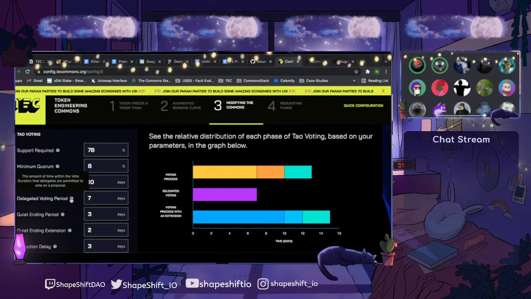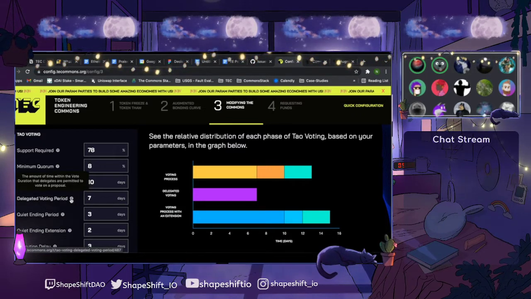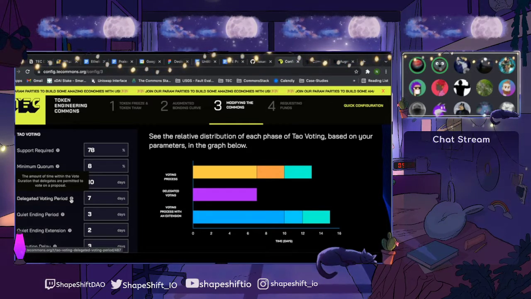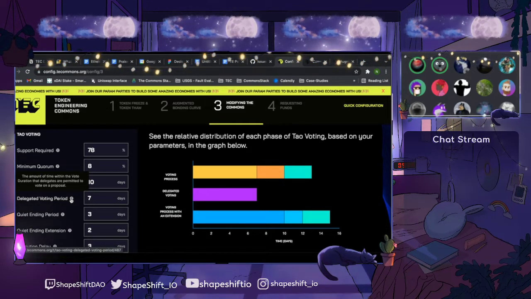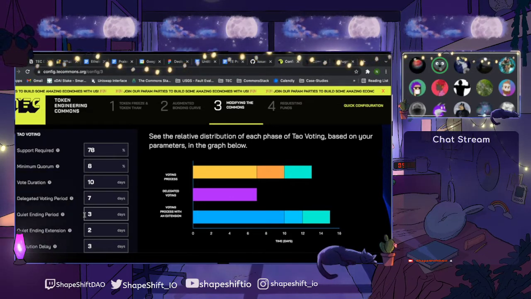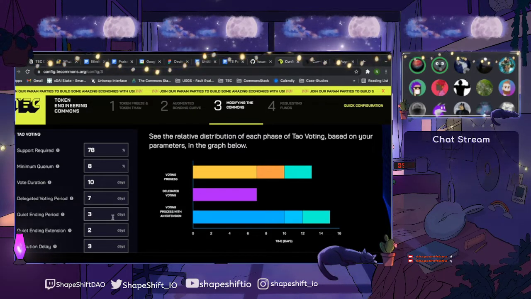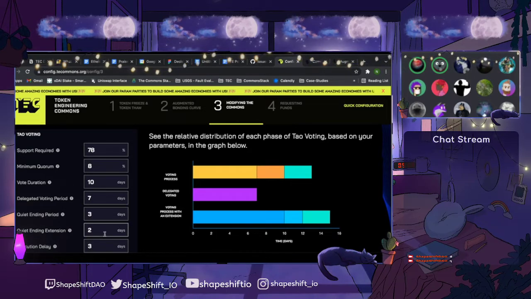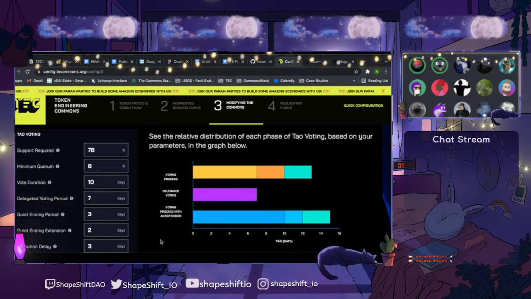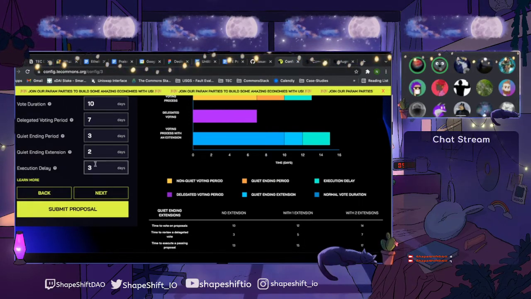Delegated voting period is just the amount of time delegates have to submit their votes, and then a quiet ending period of 3 days, which means at any point within 3 days, that vote can switch, and delegated voting is locked. And so if the outcome of the vote does change, we give it another 2 days extension for people to really get involved. And then, of course, the execution delay of 3 days. So that allows enough time to make sure that the implementation of any type of proposal is accurate and will be executed properly.